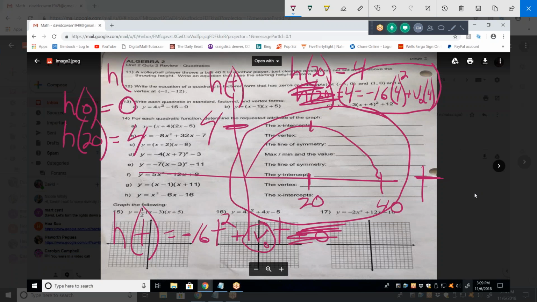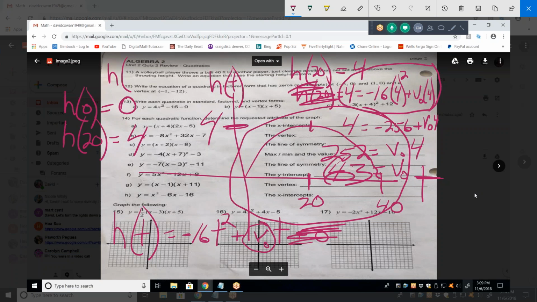Okay, and in fact, here I can solve that pretty easily. 4 squared is 16. 16 times 16 is 256. So I get 4 equals minus 256 plus v sub 0 times 4. Take the 256 to the other side. You get 252 equals v sub 0 times 4. Divide both sides by 4. You get v sub 0 equals 63.